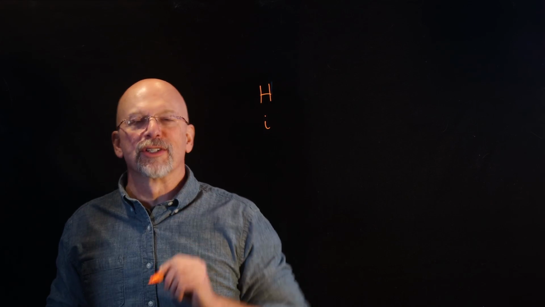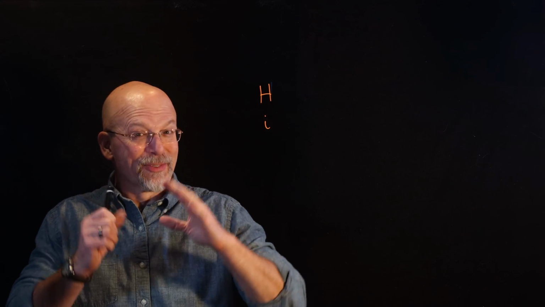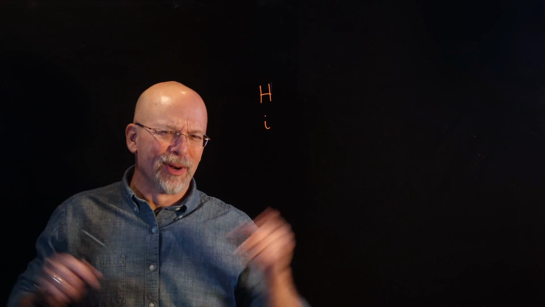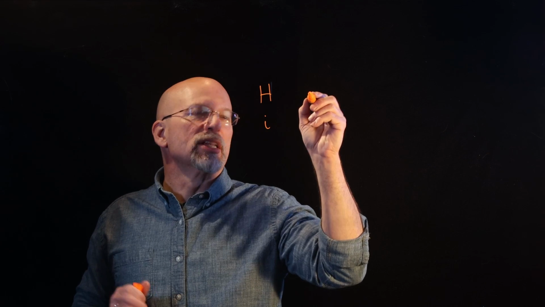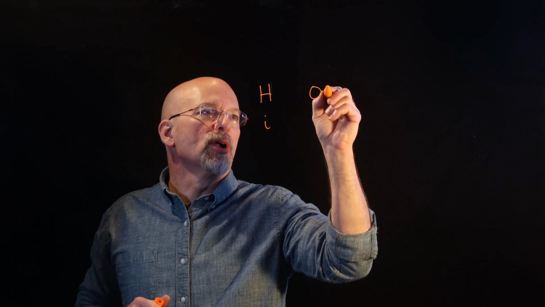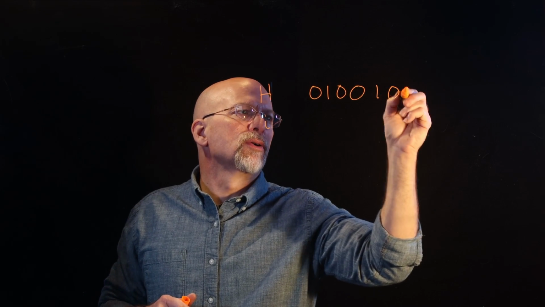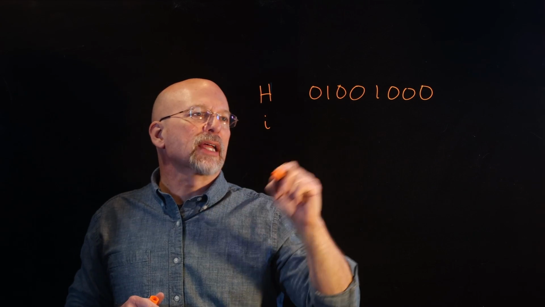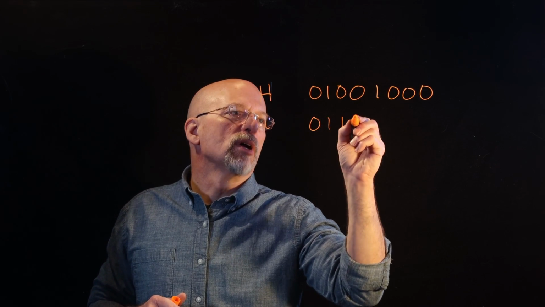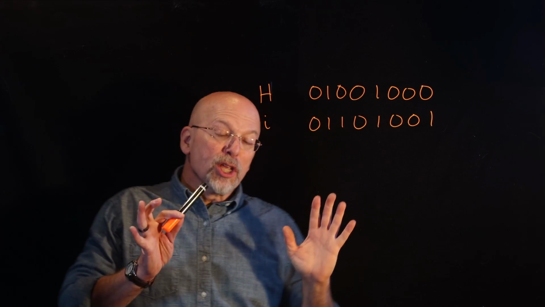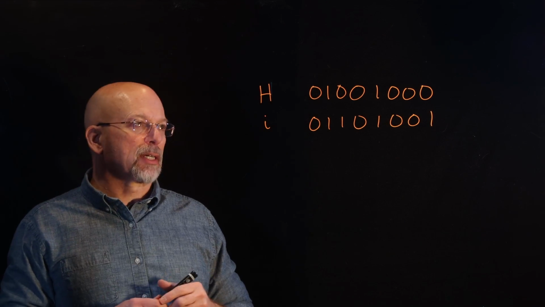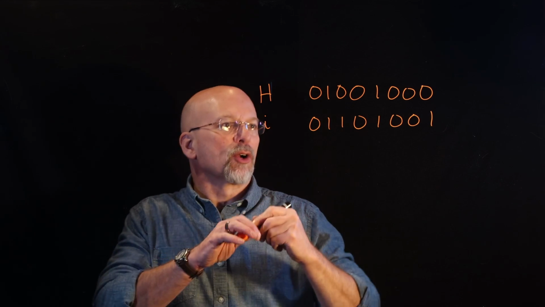Let's assume that I have two letters that I want to send. Two? Why two? Because if I started getting longer strings, I wouldn't have enough room on this board. But let's talk about the H, which in Unicode would be 01001000, and a lowercase i, which would be 011010001.